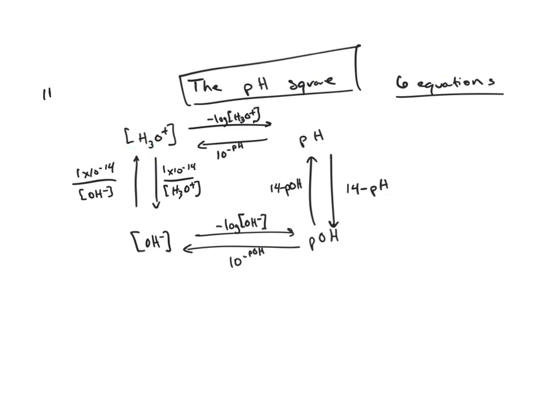Thing to remember here is that H plus is really the same thing as H3O plus. So you could put H plus in this thing's place. Both of those are the same right there as well. Okay. And we're going to use this to solve pH problems. So if you want to know what's the concentration of certain things, what's the pH of it, we can use this box here, the pH square, to solve that.